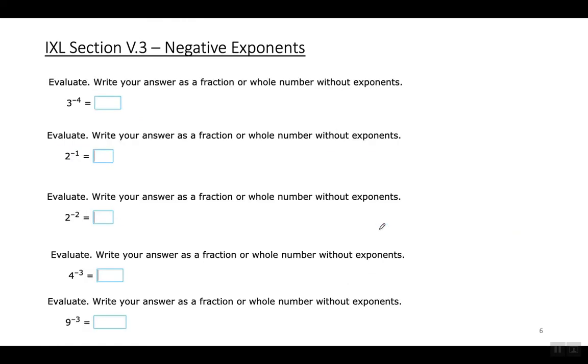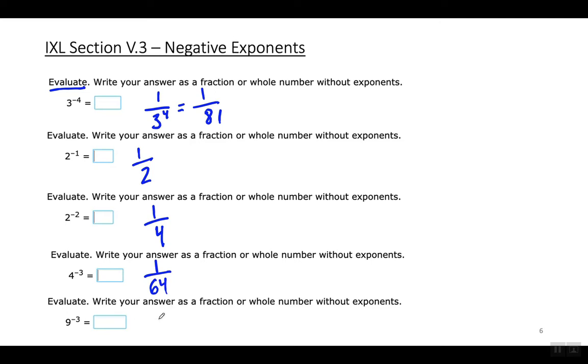Alright, so write your answer as a fraction or a whole number without exponents. Evaluate usually means simplify. Get the final answer. So this, I would do that. And 3 to the 4th power would be, I believe it's 81. Let me make sure. Yeah, so this would be 1 over 81. This one would be 1/2. That one's easy. This would be 1 over 4. This one would be 1 over 64.